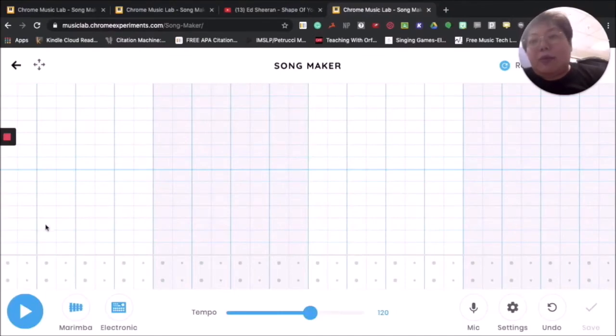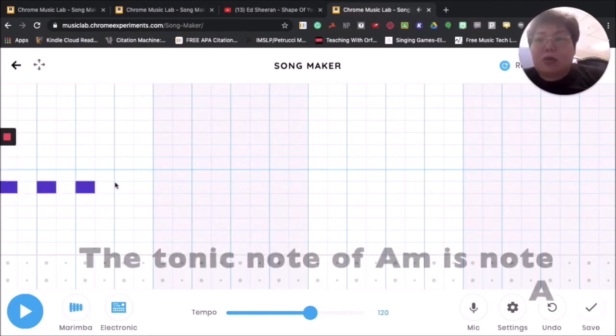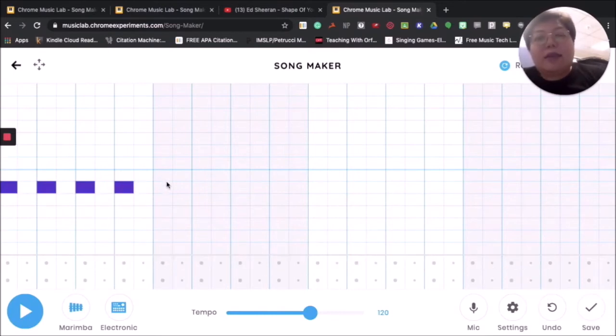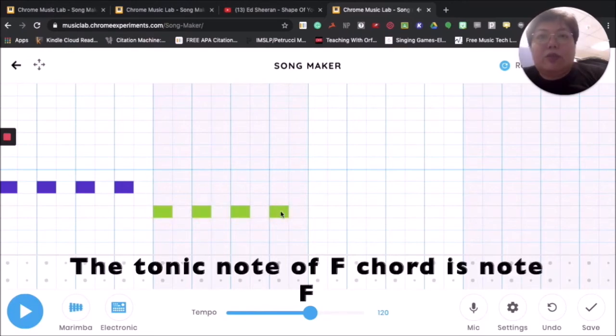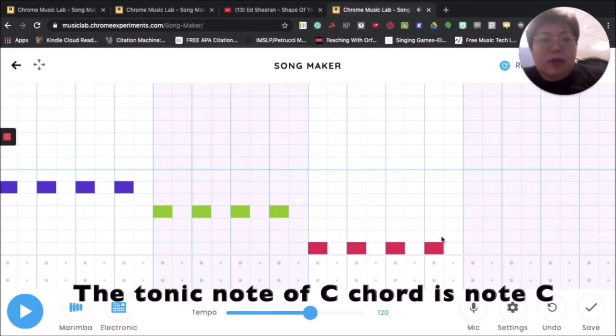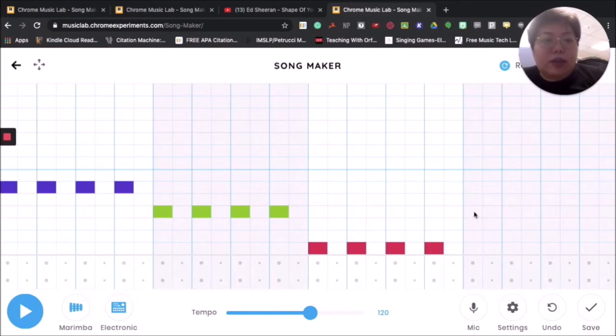Okay, so I'm going to put in the bass note, the first note of each chord. So C, D, E, F, G, A. Okay, four. So 4 A's, and then the next chord will be F. So C, D, E, F, 2, 3, 4. The next one will be C chord. So C, and the last chord will be G. So C, D, E, F, G.